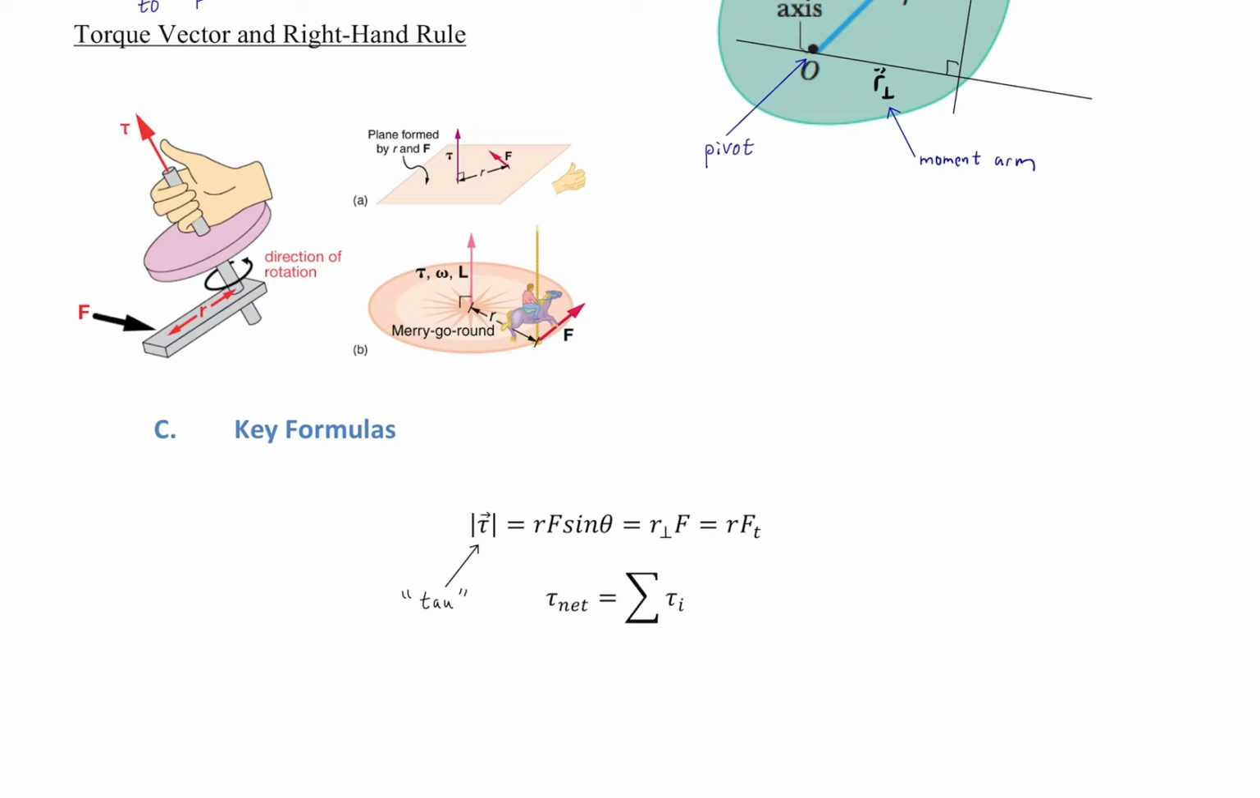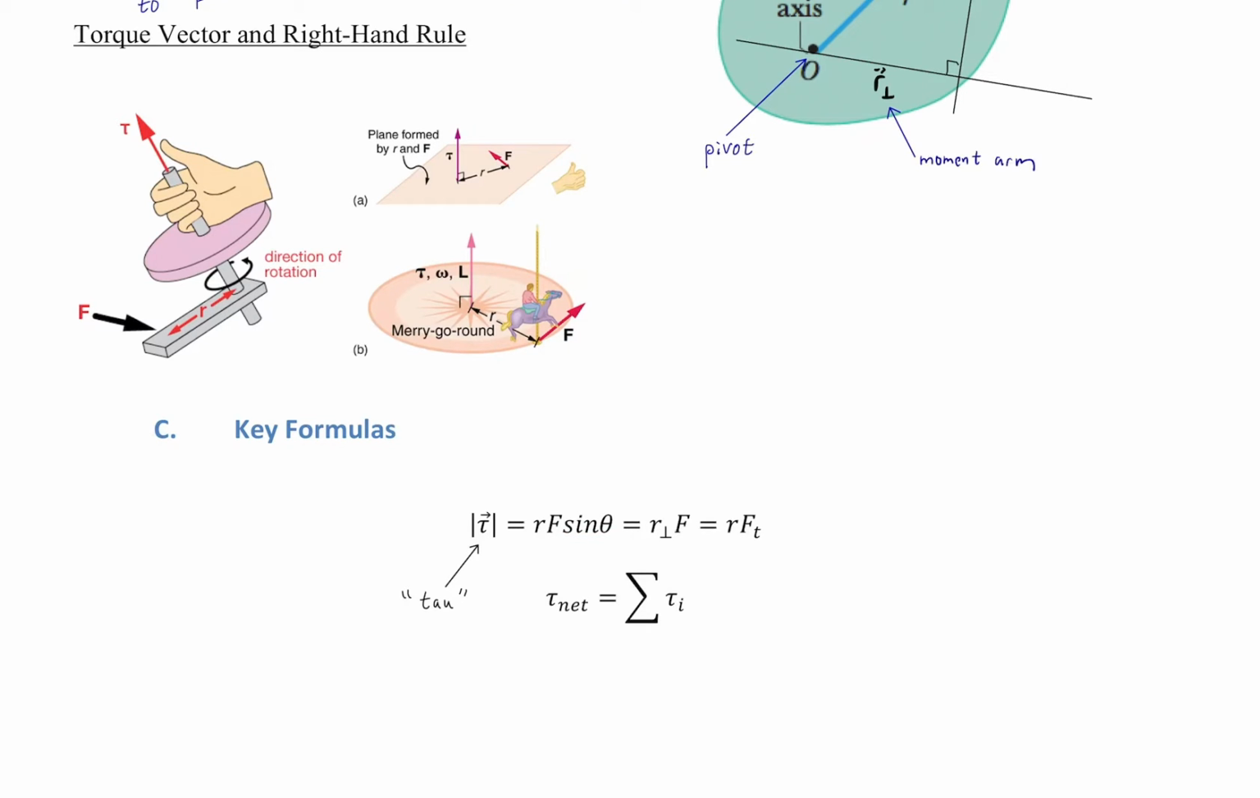On the other hand, the other way to do it is the entire displacement vector times the tangential component of force. Because of course, think about it, r perpendicular is just r sine theta. Likewise, F tangential is just F sine theta. So it doesn't matter which one you're taking a component of, you're going to get the sine theta either way.